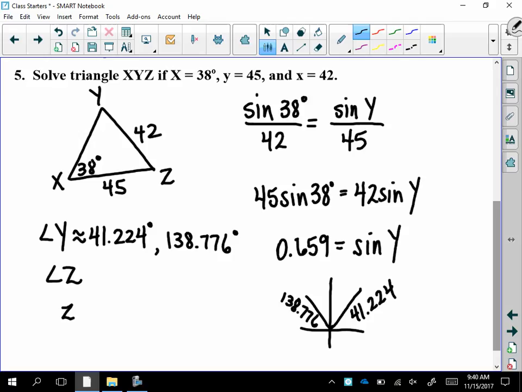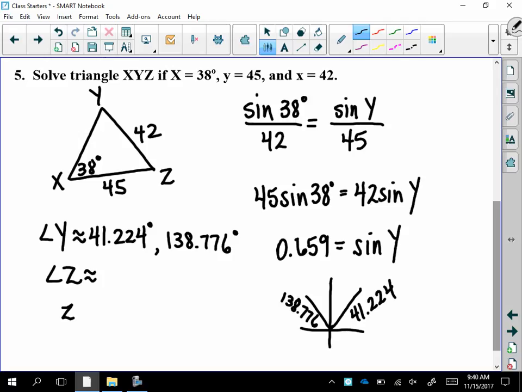The problem now is, if you've got two answers for Y, then you're going to have two answers for Z. If you've got two answers for Z, then you're going to have two answers for side Z. Because really what we have are two different triangles that meet these initial criteria that are given, and we've got to find the remaining sides and angles for each triangle. Okay? So let's go to angle Z. This part's not so bad.